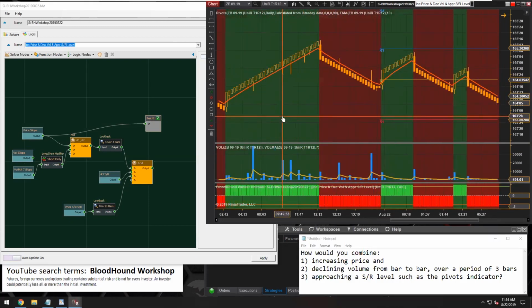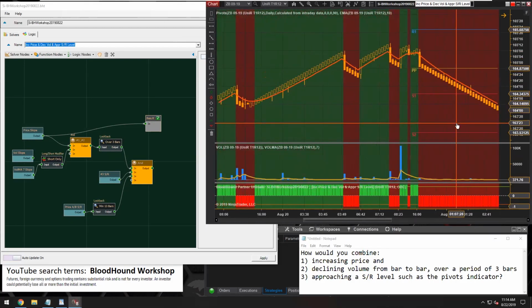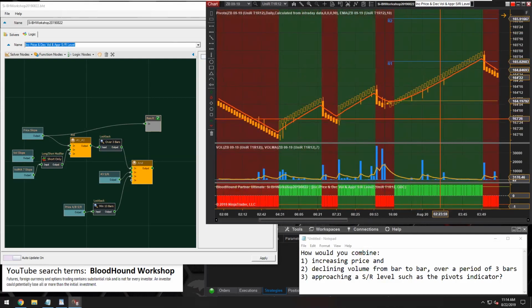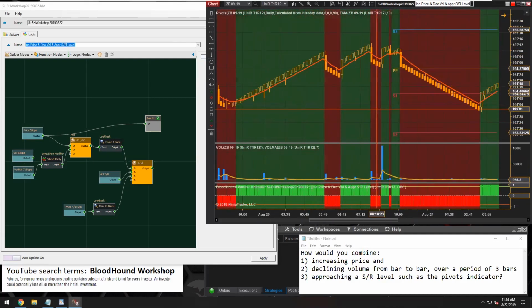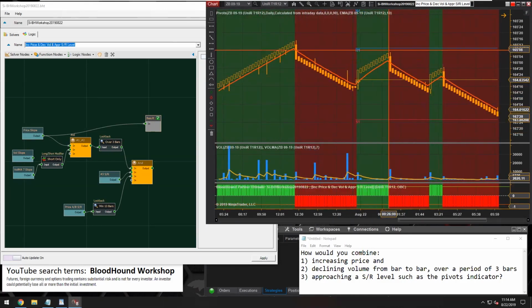So in other words, let's see, I don't have any signals marked up anymore, but let's see if I can find something to work with to illustrate. Okay, yeah, let's just use this area here. So as the rules are written, we're looking for price to increase, but what we're looking for is ultimately a bounce off of one of the SR levels. So in other words, it's a counter trend system here.